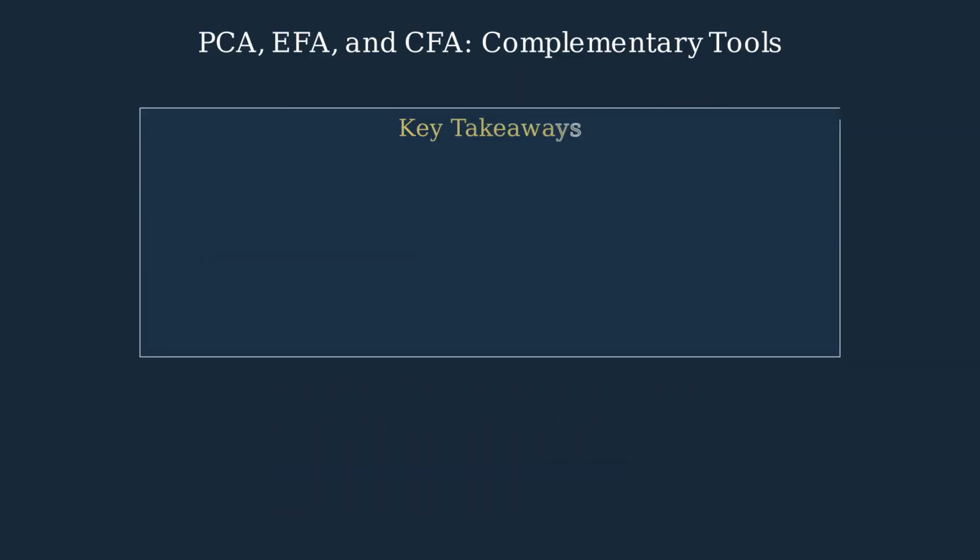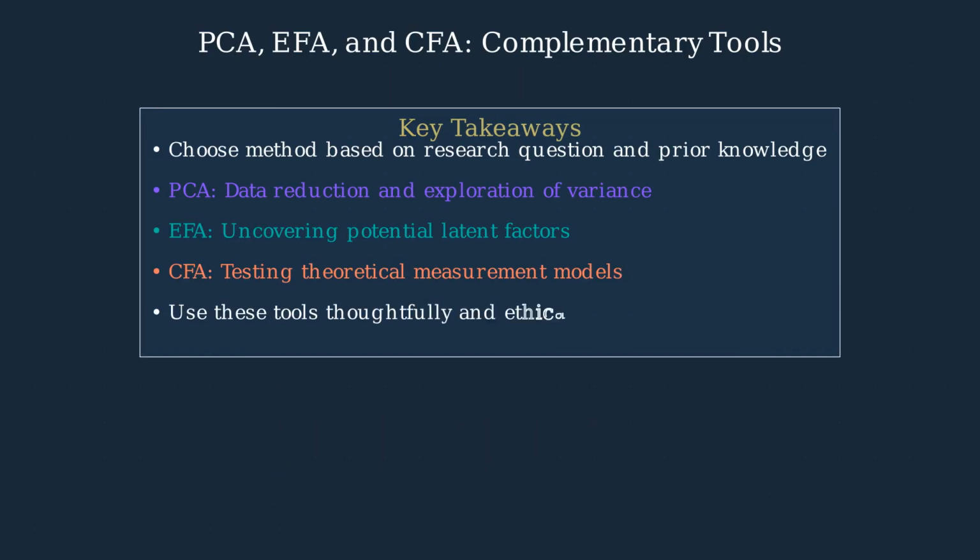To summarize, PCA, EFA, and CFA are complementary tools that serve different research purposes. The choice between them depends on your research question and prior theoretical knowledge. Remember to use these powerful statistical techniques thoughtfully and ethically to advance knowledge in your field.